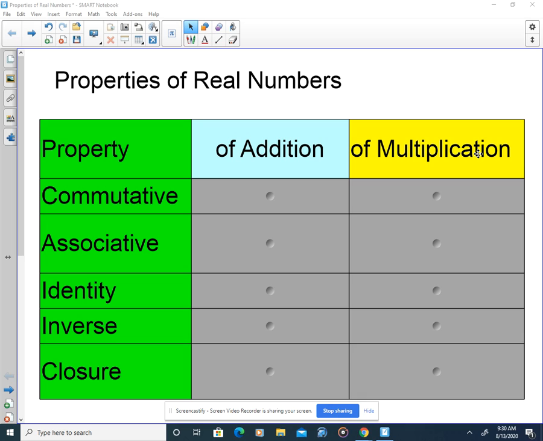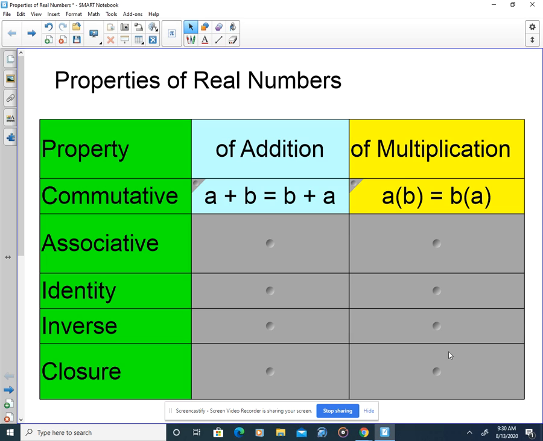The commutative property has the root word commute. If you commute to a college, that means you live at home and you drive to campus every day, or walk or ride your bike to campus. So you're changing your location. So commutative means you change the location of the numbers you're adding together or multiplying together. You change the order. So we got A plus B is equal to B plus A. The order changes. The location of my variables change.